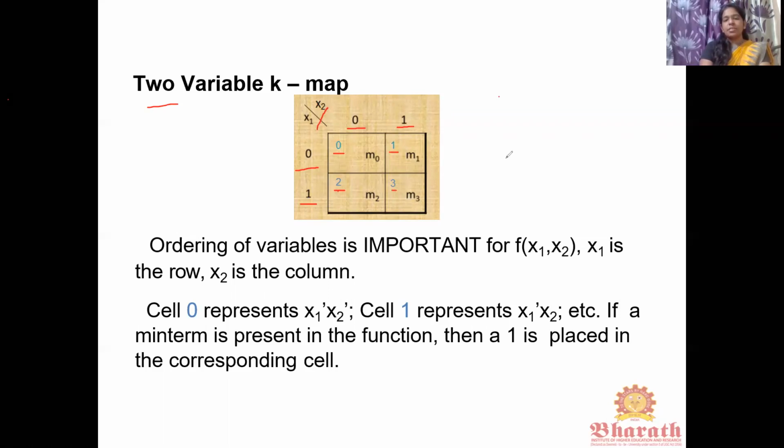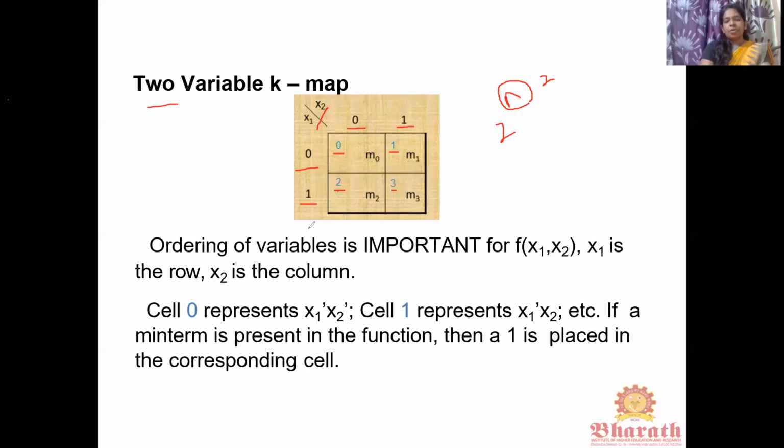How can we draw the cells? How many cells we have to draw for each and every variable K-map? There is one formula, 2 power n. So this is the two variable map. Here we substitute the value 2 instead of n. 2 power 2 is 4, so we have to use 4 cells: 0, 1, 2, 3. We have to number like this only. This is nothing but M0, M1, M2, M3, the min terms. We always represent each and every variable K-map this way. The default representation is SOP, min term.